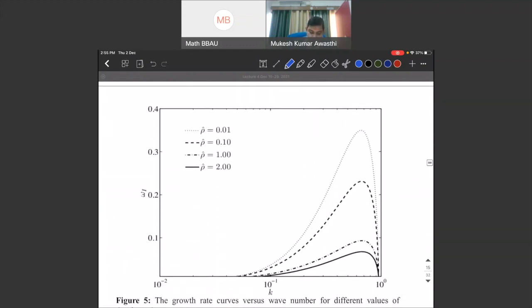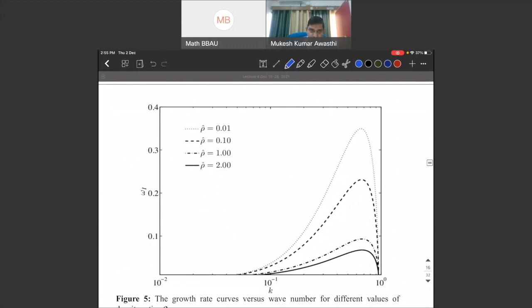Similarly, the effect of density ratio has been shown in this figure. Here also we know that rho cap is rho1 by rho2. So the density of vapor has a stabilizing effect, and density of the water has a destabilizing effect. And this is true because initially we have taken the statically unstable situation where rho2 is greater than rho1, and then the system was unstable, and therefore rho2 has destabilizing impact.